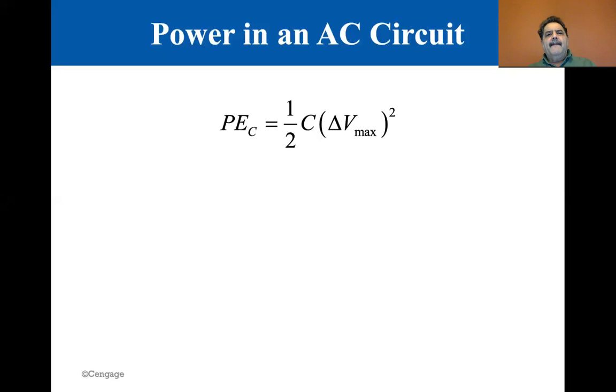Okay, we're going to cover two sections, 21.5 and 21.6. 21.5 is power in an AC circuit, and 21.6 is resonance in a series RLC circuit. So let's share the PowerPoint, and there's the PowerPoint.